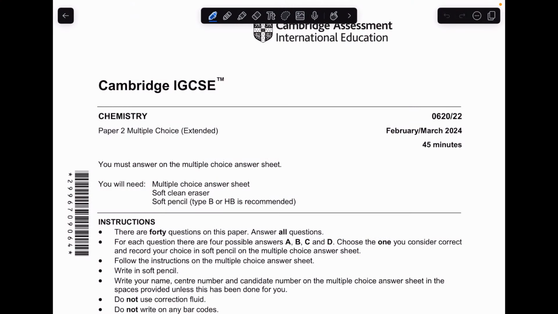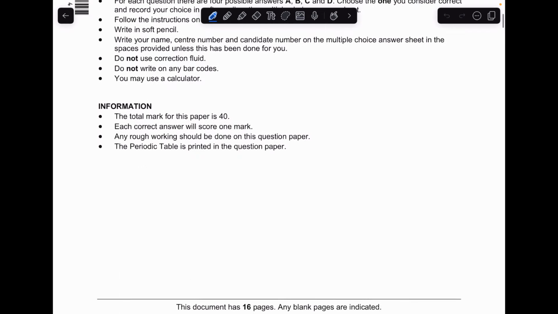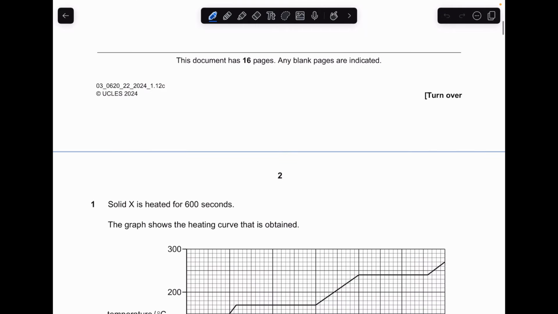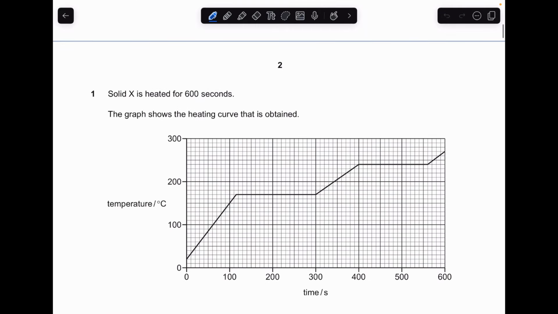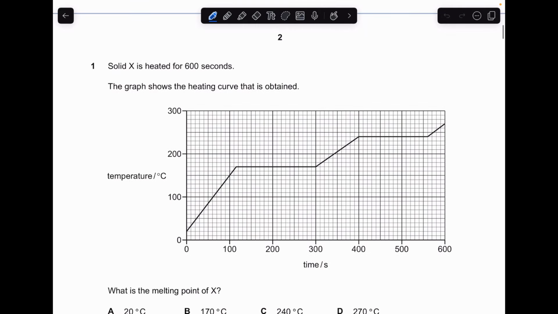Hi, today we will do the chemistry paper 2, February March 2024. I will be going through each of the questions and explain the tricky ones.